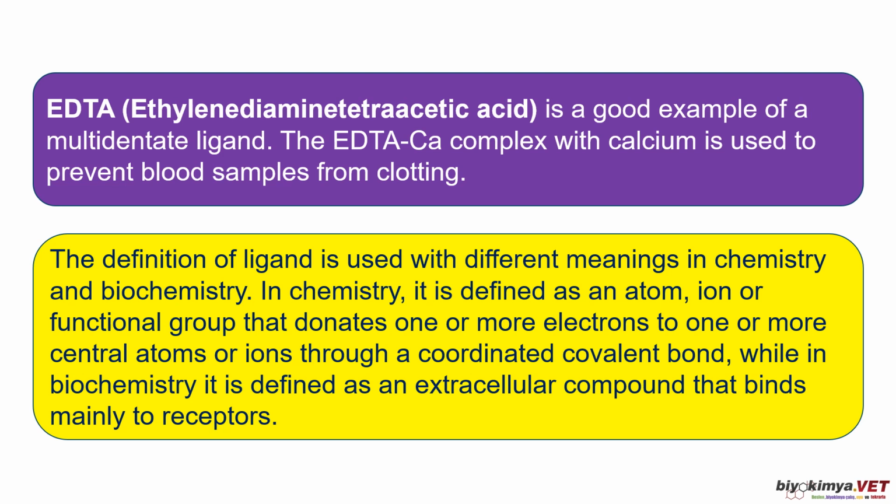The definition of ligand is used with different meanings in chemistry and biochemistry. In chemistry, it is defined as an atom, ion, or a functional group that donates one or more electrons to one or more central atoms or ions through a coordinated covalent bond, while in biochemistry, it is defined as an extracellular compound that binds mainly to receptors. So this is a kind of footnote for you.